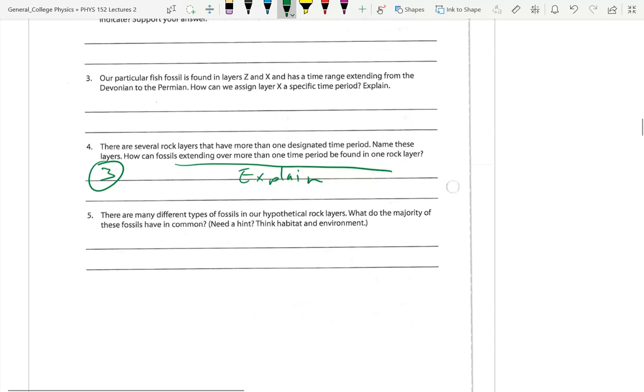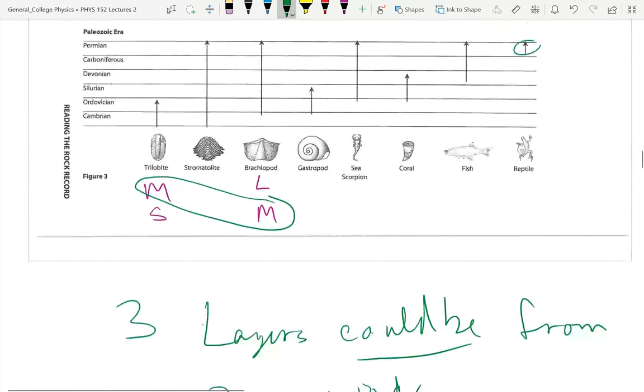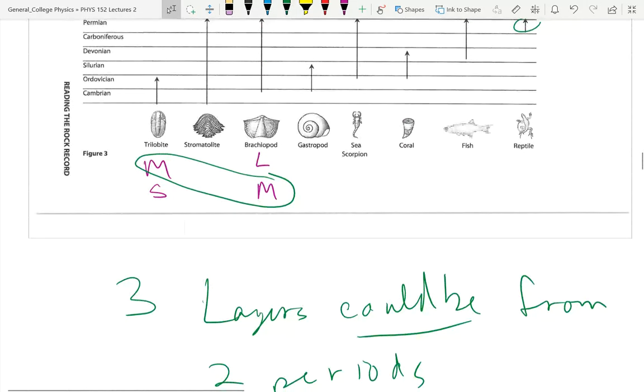Finally, there are many different types of fossils in our hypothetical rock layers. What do the majority of these have in common? And it says, hint, think habitat and environment. So think about where trilobites lived, where stromatolites are formed, where brachiopods lived, where sea scorpions, coral, fish. So answer your question based on those. That's all. We should be done long before our lab period ends.